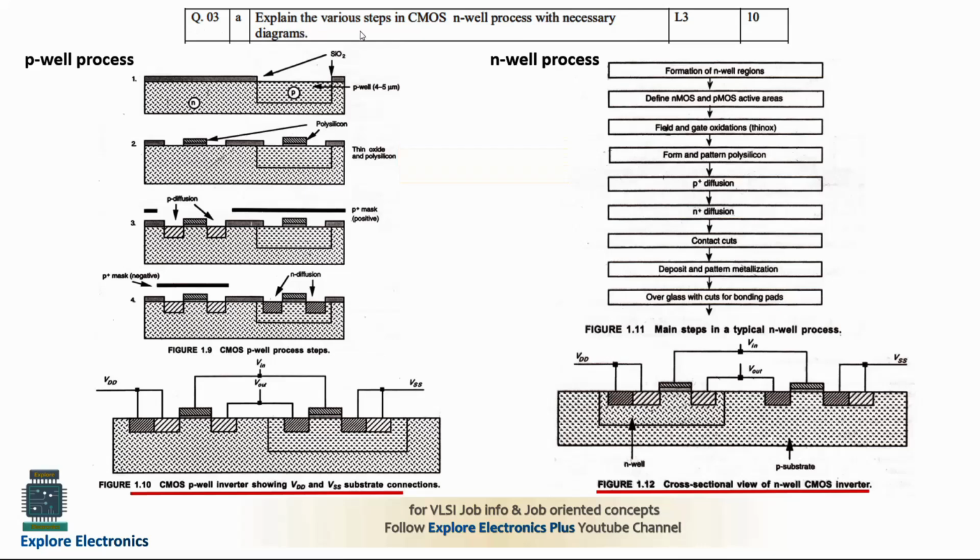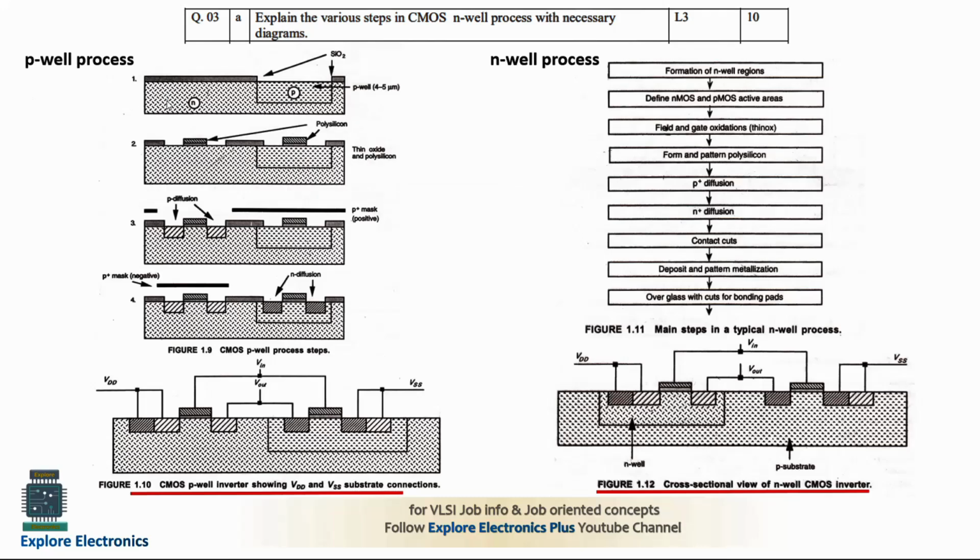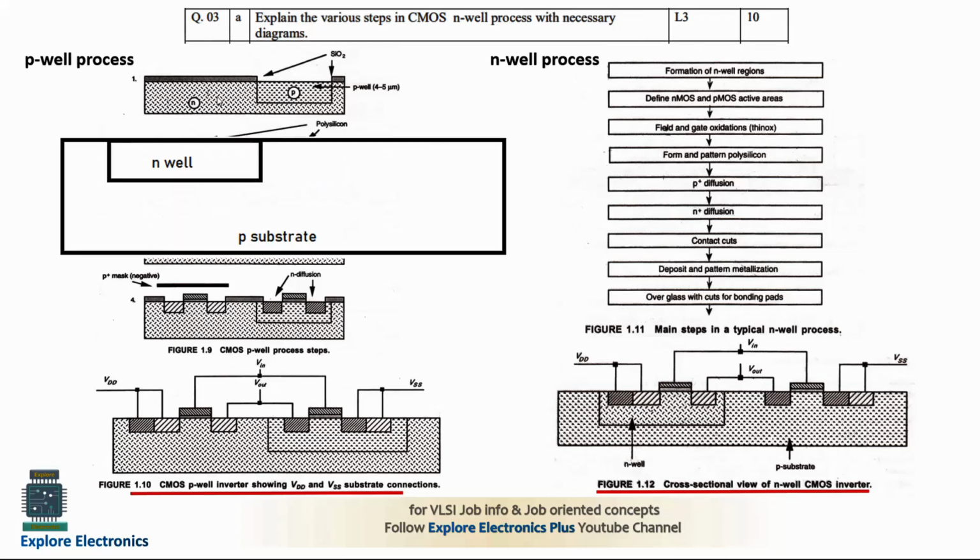Module 2, the first question: explain various steps in the CMOS N-well process with necessary diagrams. They have asked to write the N-well process with diagrams, but here the P-well process is shown. You need to convert this P-well process into the N-well process in your answer. In the parent N substrate, the P-well is created. For the N-well, in the parent P substrate, we need to create the N-well. So in place of N substrate we write P substrate, and the indications correspond to that. And in place of the P-well, we create the N-well.